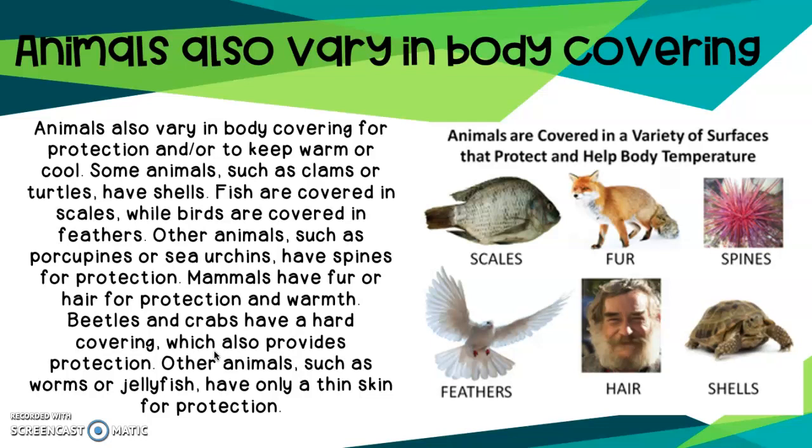Mammals have fur or hair for protection and warmth. Beetles and crabs have a hard covering, which also provides protection. Other animals, such as worms or jellyfish, have only a thin skin for protection.